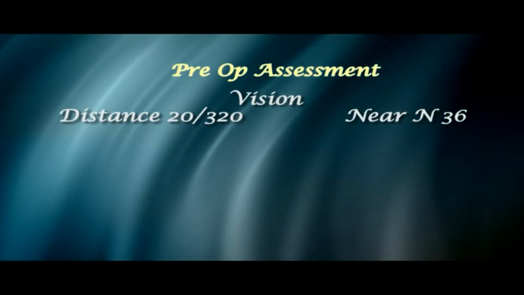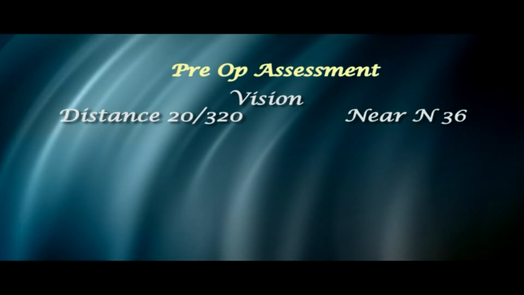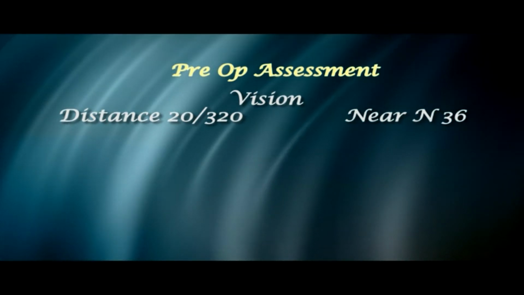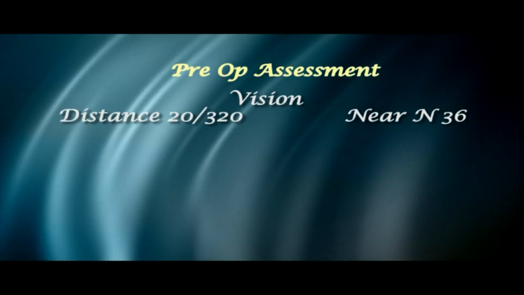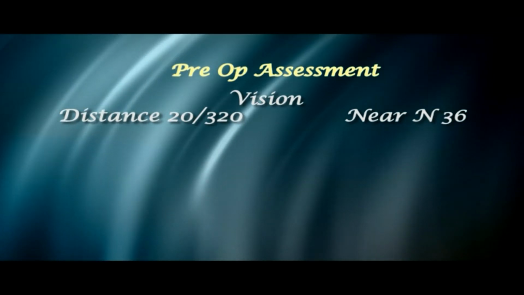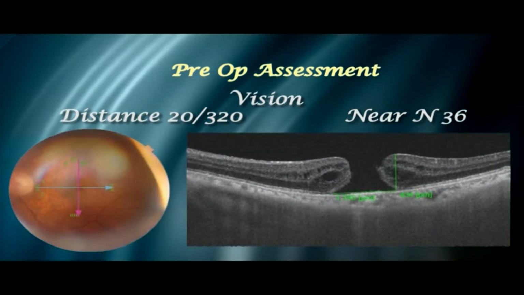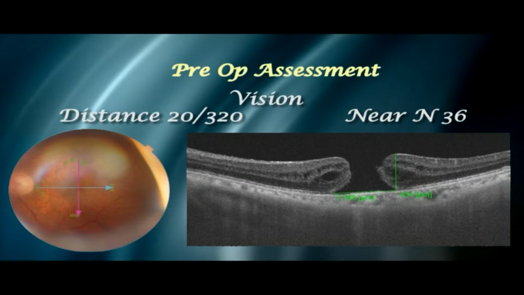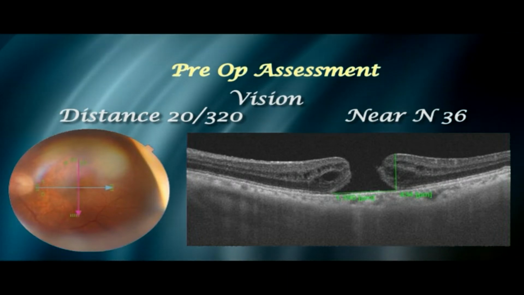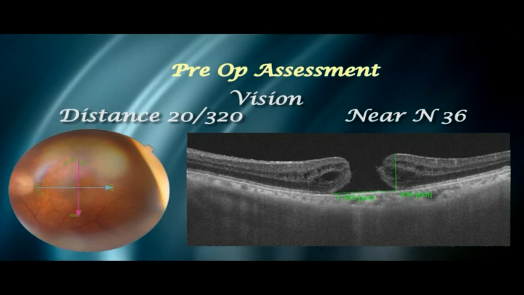A 52-year-old pseudophakic female patient presented with decreased vision in her left eye for 18 months. At presentation, her best corrected visual acuity for distance and near were 20/300 and N36 respectively. The OCT revealed presence of full thickness macular hole and the pre-operative macular hole measured 1100 microns. The ILM flap was harvested and tucked gently into the macular hole. This was followed by careful fluid air exchange and gas tamponade.